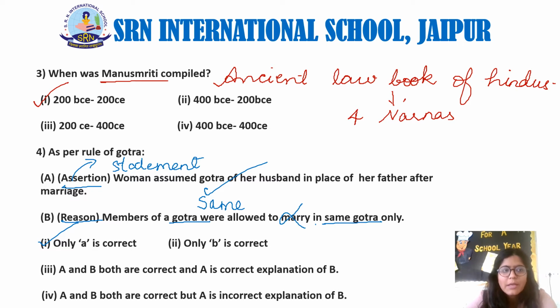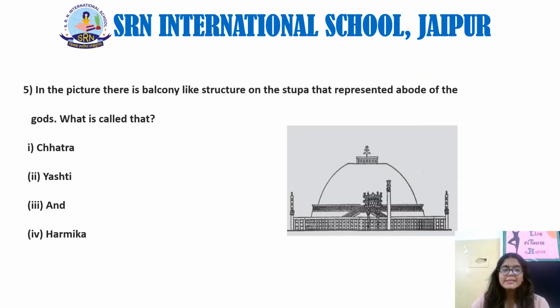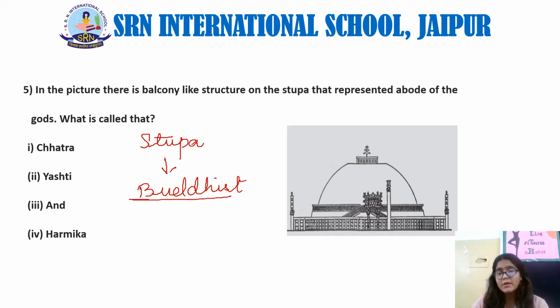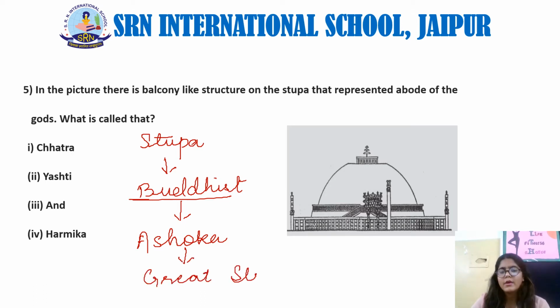Now let us see another one. Let us move towards question number 5, which is related to the stupa. We all know that the stupa is basically Buddhist architecture. It is very famous in India, and the very first king who built it was our great emperor Ashoka. He built great stupas in India. You should remember it whenever someone asks you about stupas. So you should know this basic introduction of it.